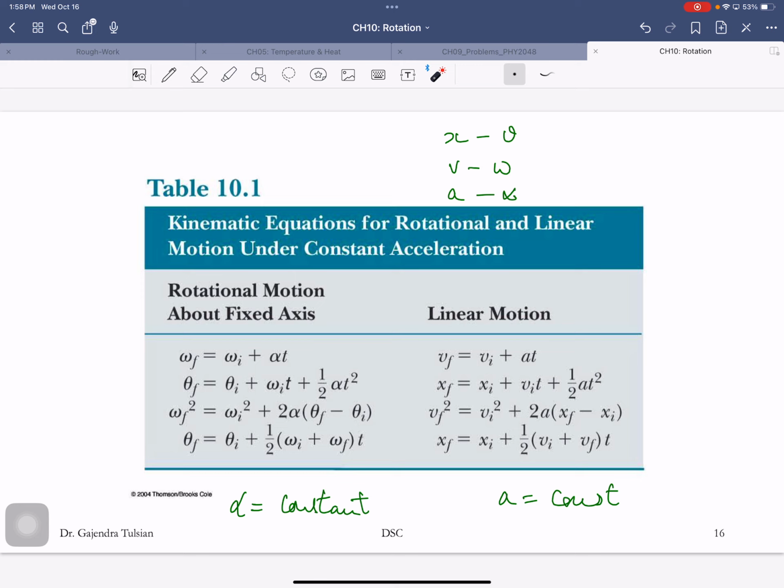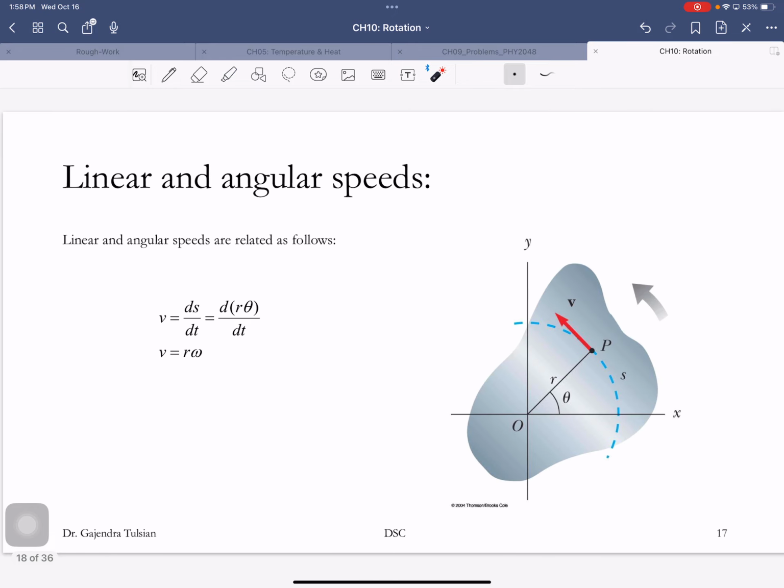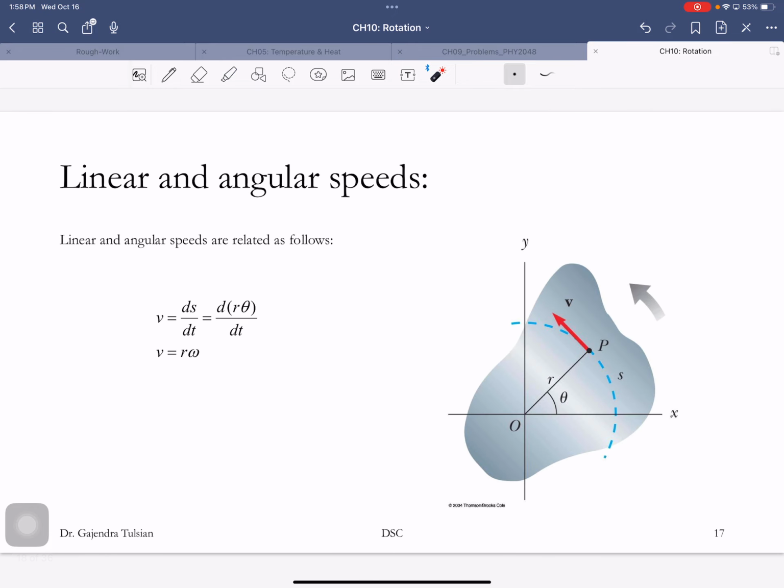Now we'll derive some of the other equations that you've seen for linear motion. When this object is rotating about that axis coming out of the plane, the velocity vector of this point is changing. In a little while this point will be here, and so it has centripetal acceleration.